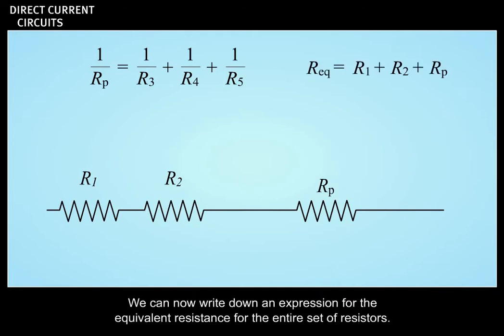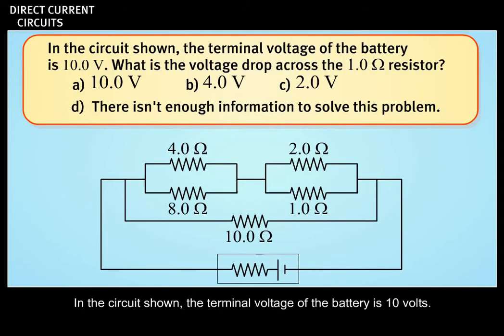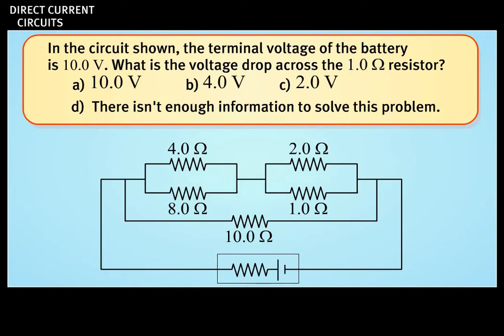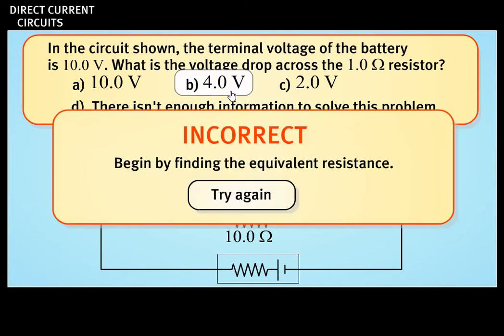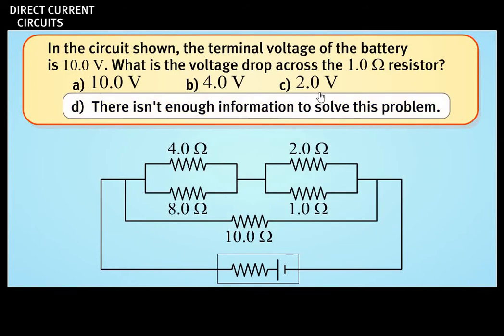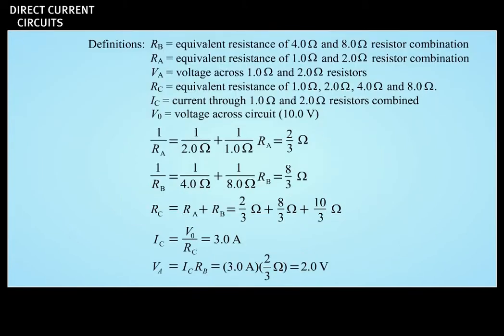We can now write down an expression for the equivalent resistance for the entire set of resistors. In the circuit shown, the terminal voltage of the battery is 10 volts. What is the voltage drop across the 1 ohm resistor? Try again. Correct.